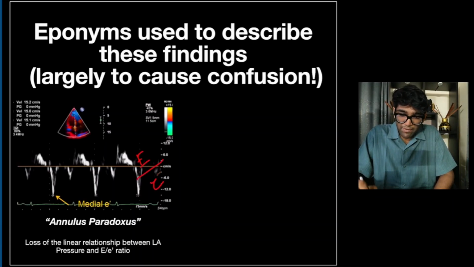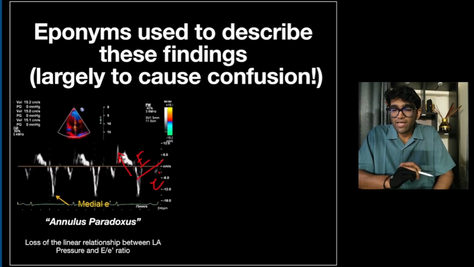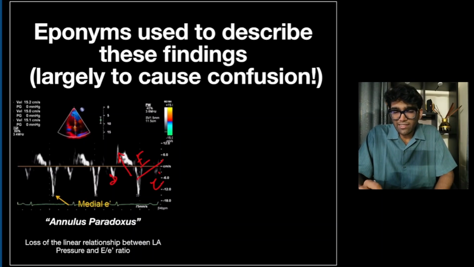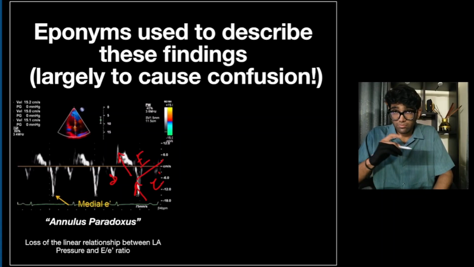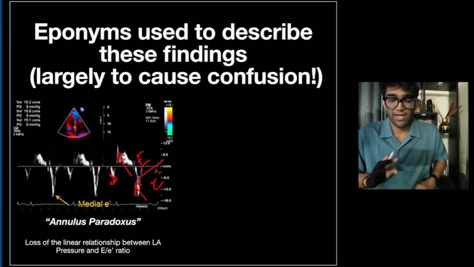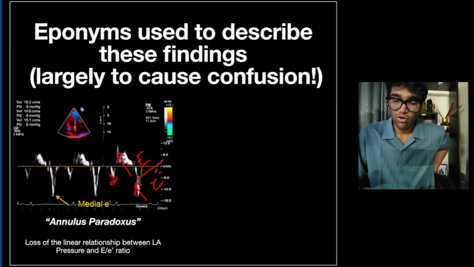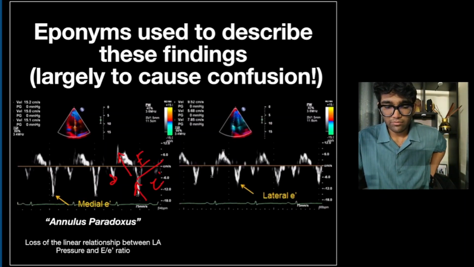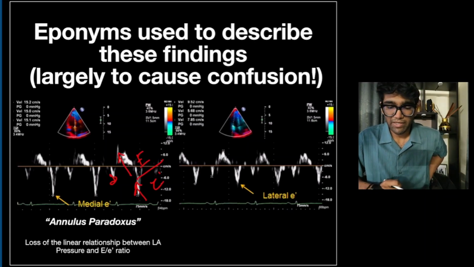Okay. So what happens is, as is normally expected, the E wave in grade 2 diastolic dysfunction would start to increase. In grade 1, it would be slightly decreased and then it would start to increase. Whereas the E prime velocity here is actually increased rather than being decreased. So the ratio is not going to increase. The ratio is going to fall. So the normal linear relationship that you have between E by E prime velocity and left atrial pressure no longer is valid. And that is what we call annulus paradoxus. It refers to the exaggerated medial E prime velocities.